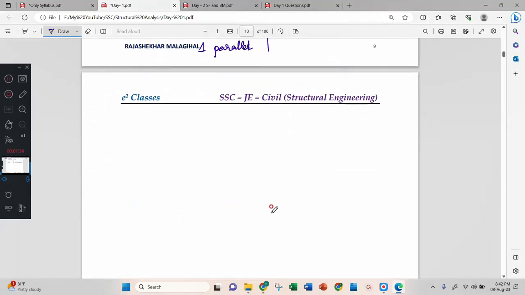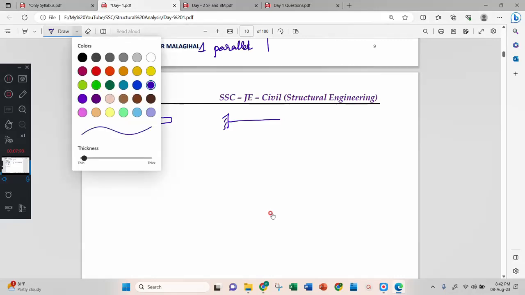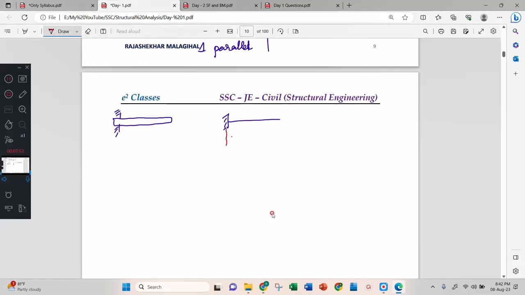When I come to the fixed support, the notation is something like this. Actually, usually the beam and some portion will be inside the wall. This is your fixed support. But usually we will show it like this. Then here there will be three reactions: one parallel to the surface, one perpendicular to the surface, and one is rotation.